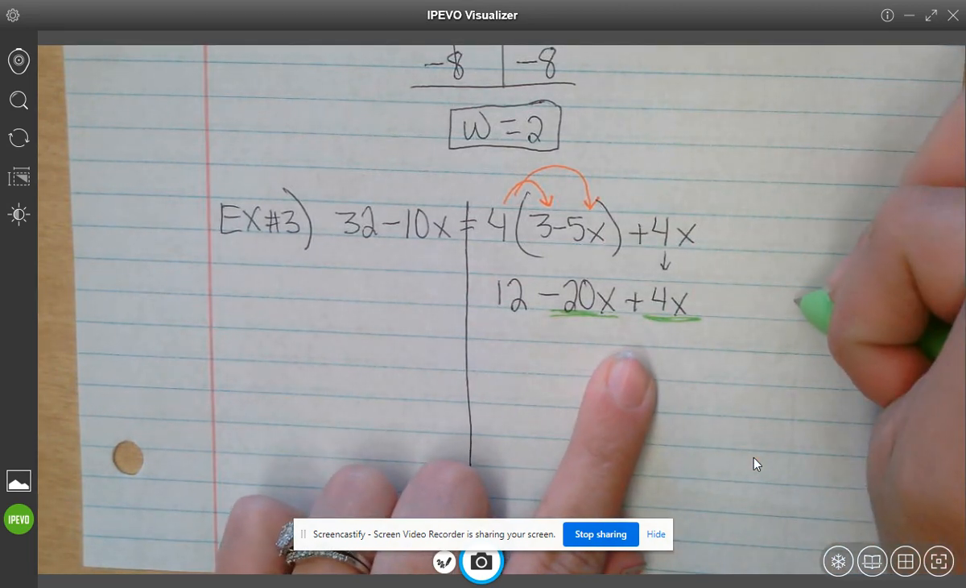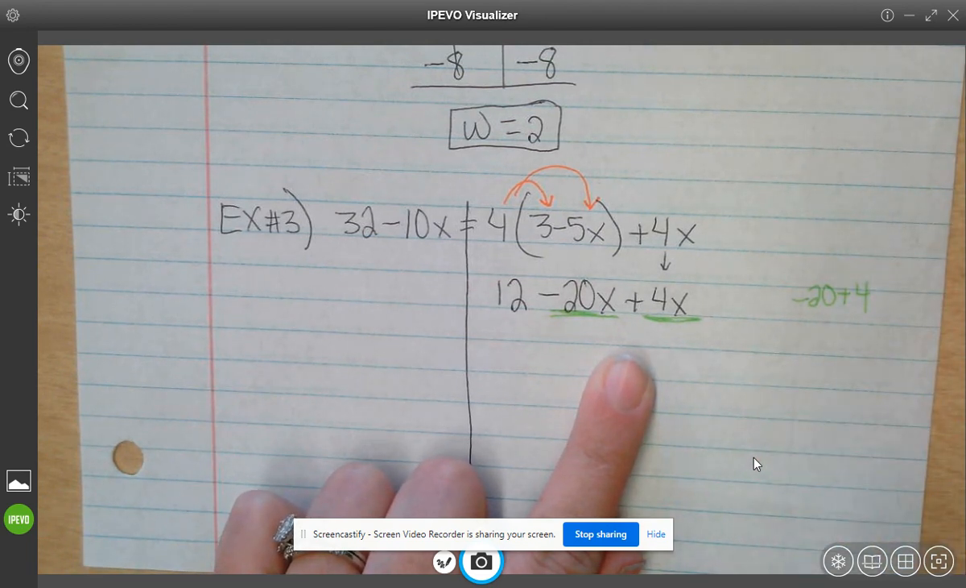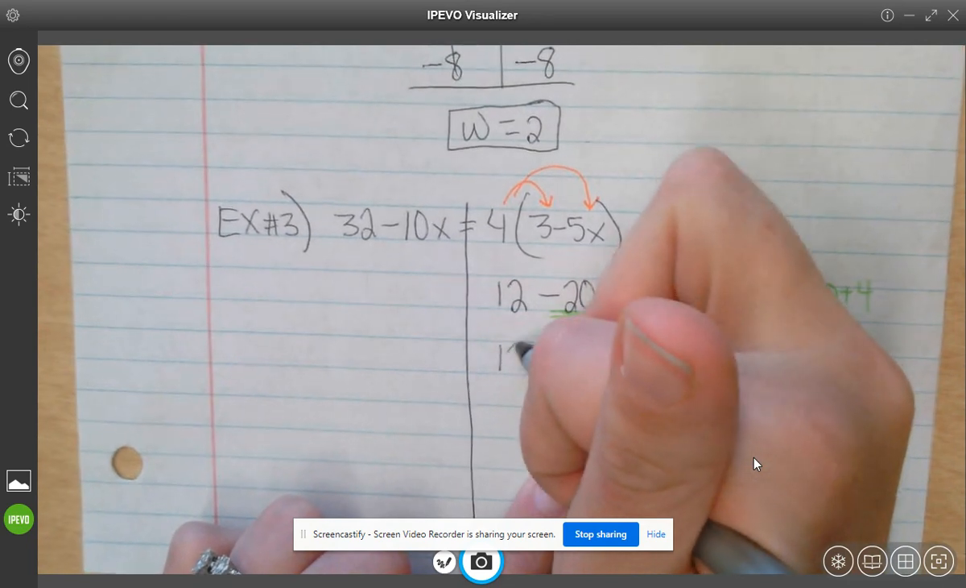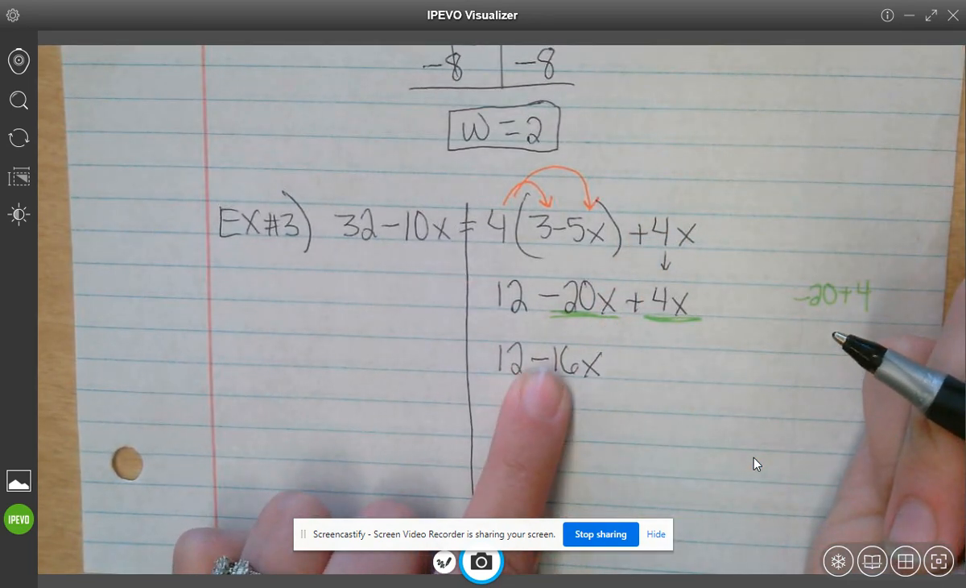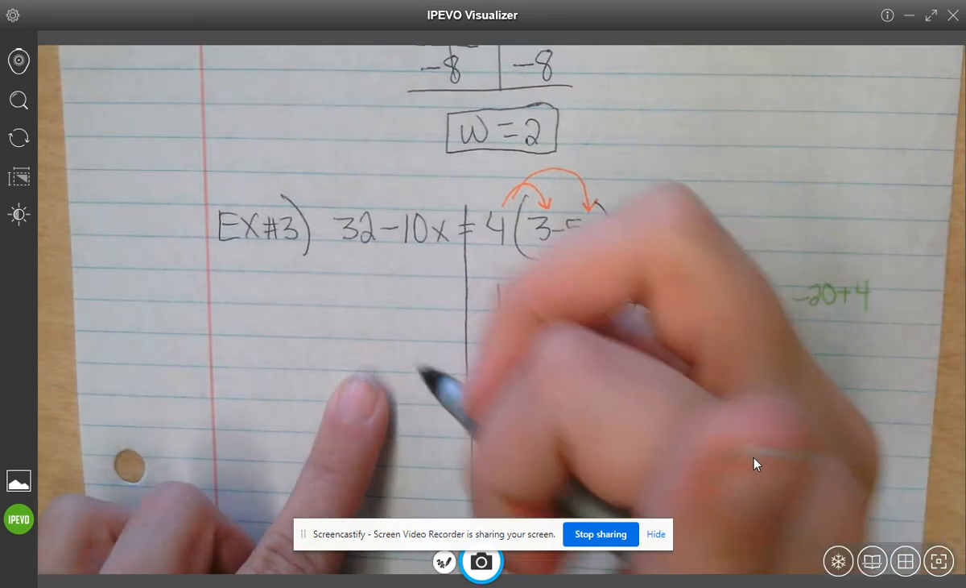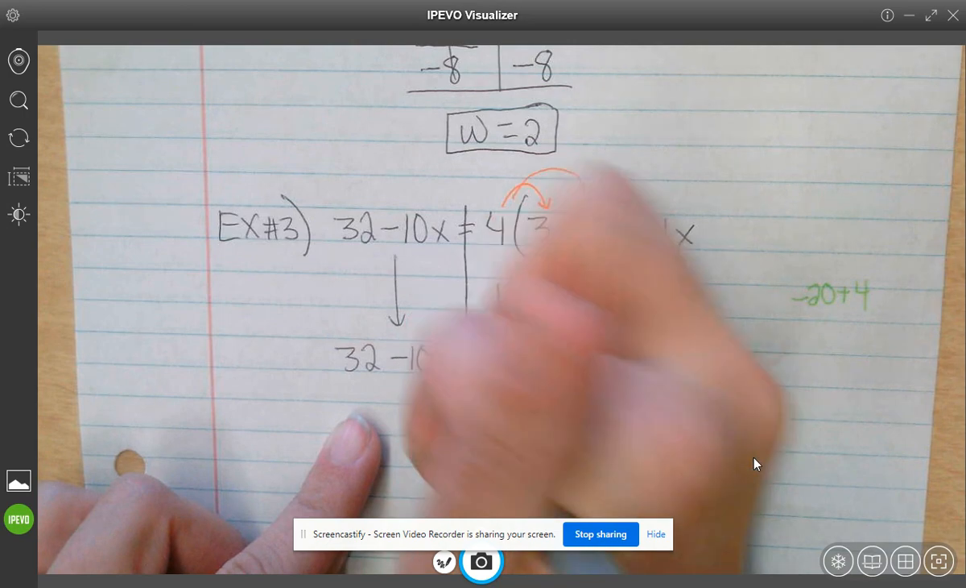So in your calculator, if you just take negative 20 plus 4, that should combine to be negative 16x. So really we have 12 minus 16x. So this side is finally simplified. I'm dropping this straight down, so 32 minus 10x.